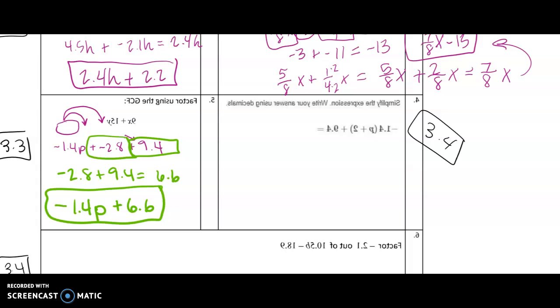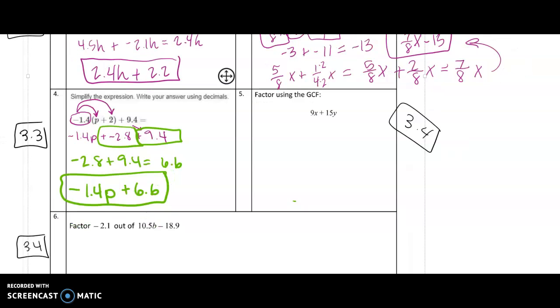I don't know what I did to my screen. All right, find the GCF. This is from 3.4. The GCF is what number goes into 9 and 15. For 9, we have 1 and 9, and 3 goes into 9. For 15, we have 1 and 15, or 3 and 5. So the number that goes into both of them is 3. So my GCF equals 3.